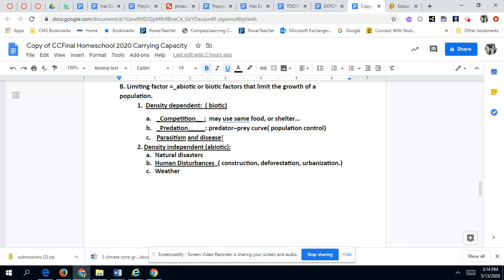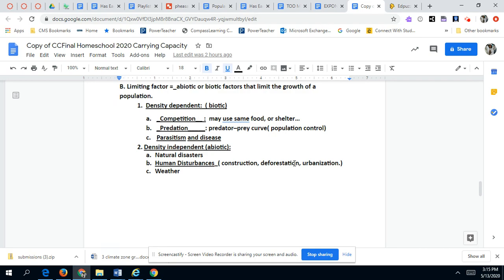What does a limiting factor do? A limiting factor limits the growth of a population. It causes a decrease in the population, like COVID-19, which is a disease. Abiotic factors include natural disasters and now human disturbances. We learned a lot about human disturbances. We know that deforestation is causing a decrease in populations. I gave you an example of a deer population.